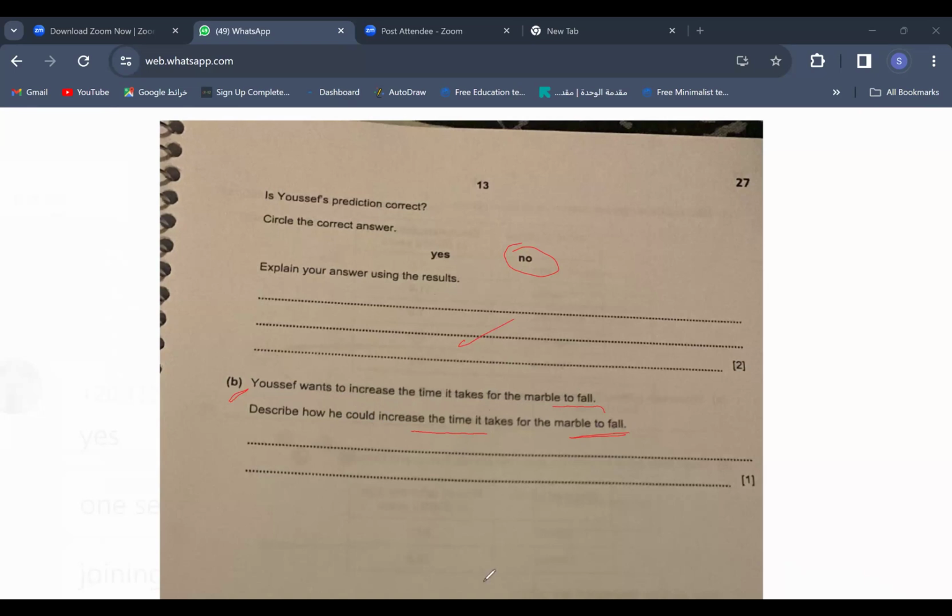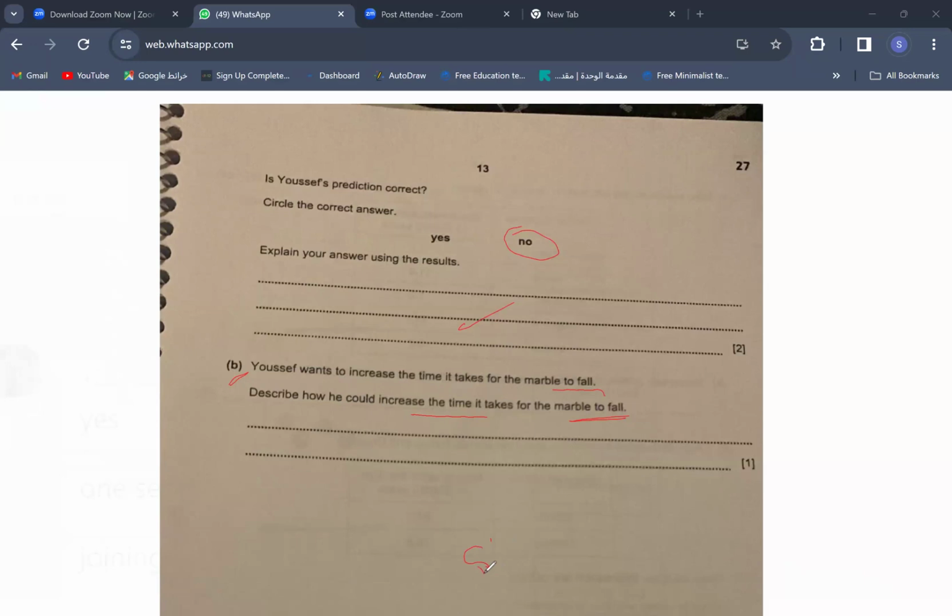Yusuf wants to increase the time it takes. Maybe use a bigger, like a taller glass. Bigger glass, this will affect in what? Affect the time it takes. Okay, so instead of being like this and liquid till here, it can be like this and the liquid covers all of this distance. This is what you mean? Mm-hmm. Great, great, great.